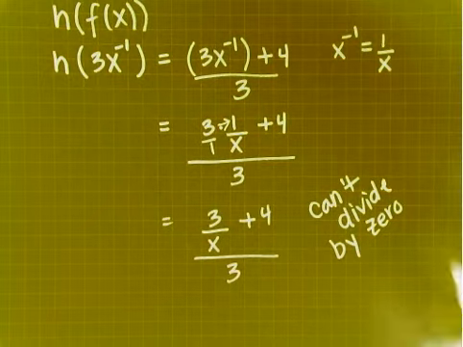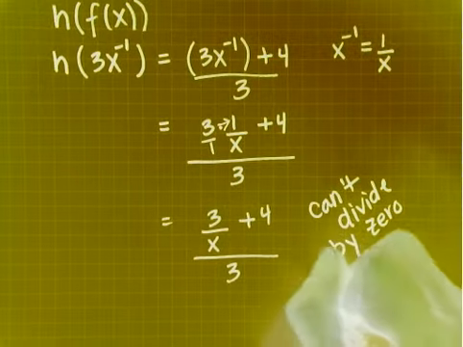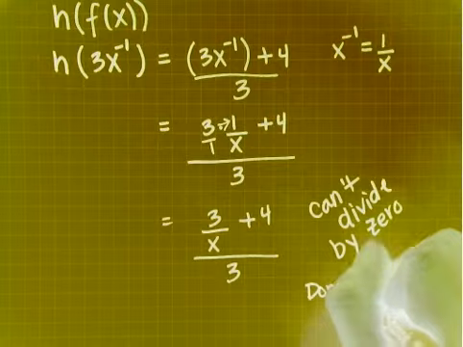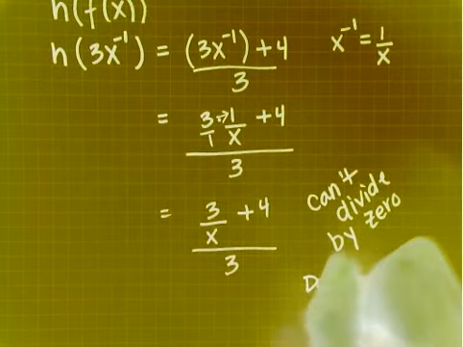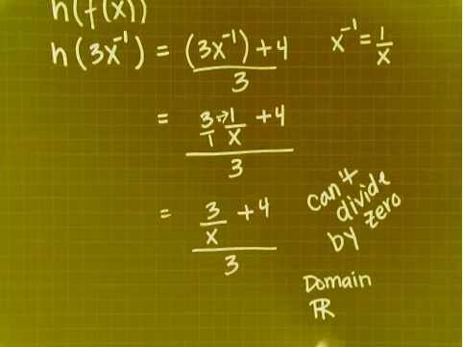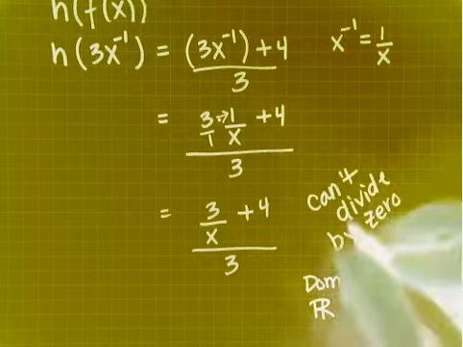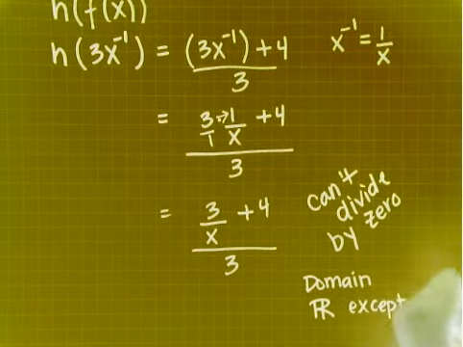So already right now, without doing any other work, you can tell what the domain is. The domain is all real numbers except 0. The shortcut for all real numbers, by the way, is a big double R. If you write double capital R like that, that means all real numbers. And then you could say except 0. There's your domain.